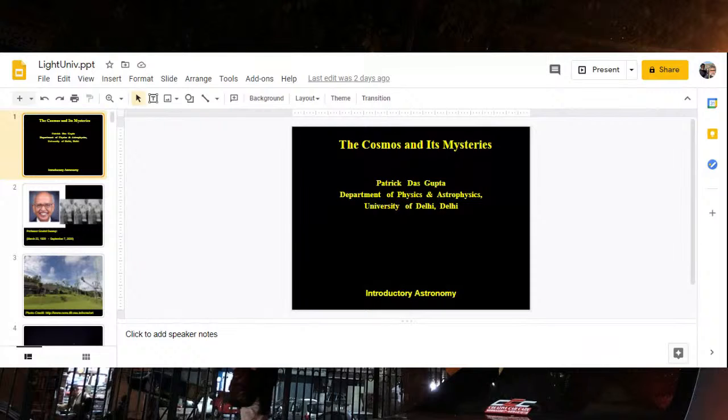Shivangi is asking, why does dark matter constitute a large portion? No, I think there is some typographical error. Probably what she means is, why does dark energy constitute a larger portion than the dark matter? Probably that's what she means. Yes, so that is an observed fact. These are based on observation.